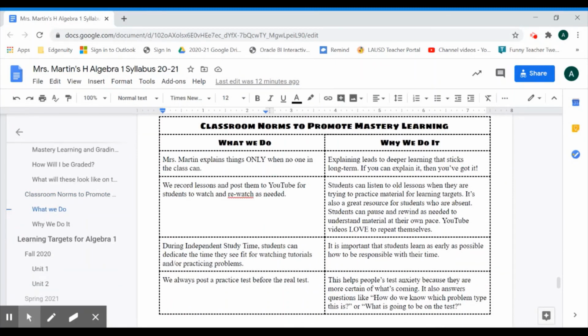Here are some classroom norms to promote mastery learning. For example, I only explain things when no one else in the room can. You being able to explain something means that you're experiencing a deeper learning that's going to stick with you long term. I don't want you to move on to geometry or algebra 2 and forget everything you learned here with me in algebra 1. So if you can explain it, then you've got it. And I'm going to rely on you to explain to your classmates when we're together in Zoom.